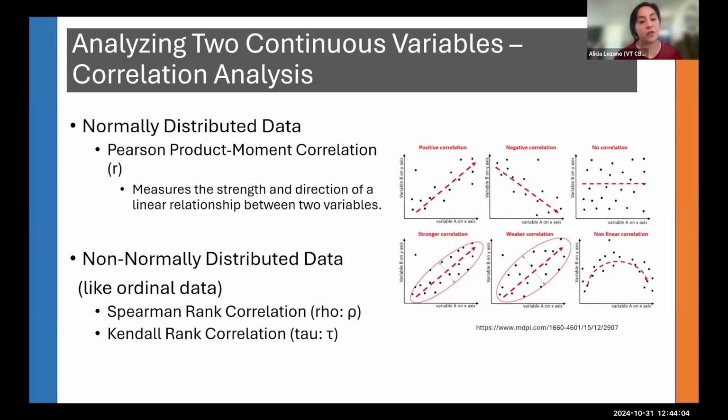And in cases where you don't have normally distributed data and you're looking to analyze the correlation between two continuous variables, or at least one of them is not normally distributed, you would want to use either a Spearman rank correlation or a Kendall rank correlation, which is a tau. So you have your rho and your tau here, and these are computed a bit differently as they rely on a ranking of values as opposed to the methods that are used for Pearson.